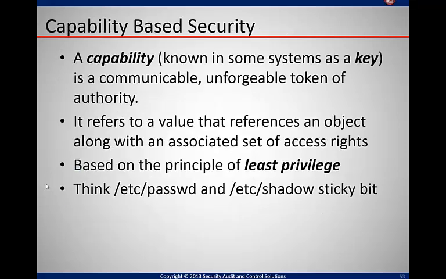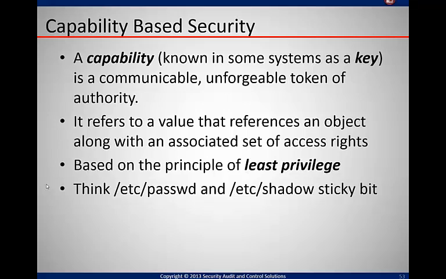Now, this is an interesting one, where a capability, also known to some systems as a key, is a communicable, unforgeable token of authority. It refers to a value that references an object along with an associated set of access rights. This is based on the principle of least privilege.